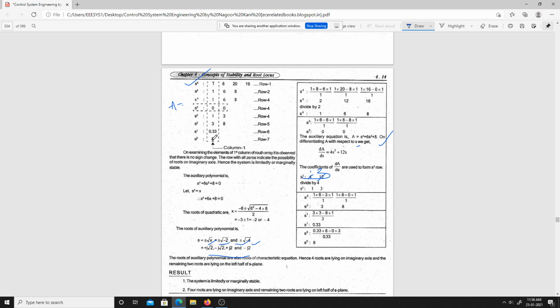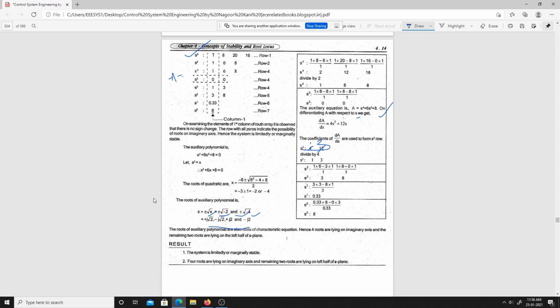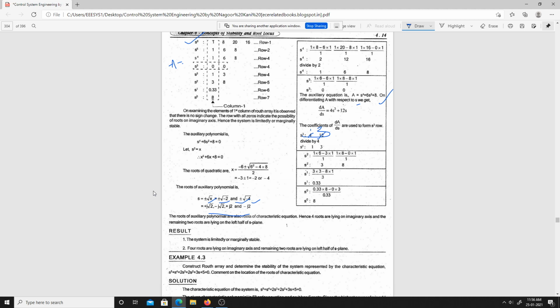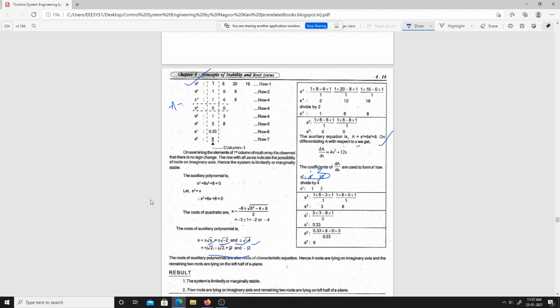So finally, what is the conclusion we can give here? We can say that the system is limitedly stable or marginally stable. Is it clear? Why? Because some of the roots are lying on the imaginary axis. So our conclusion is four roots are lying on the imaginary axis, and the remaining two roots are lying on the left of the s plane. Everyone, please go through this example once.